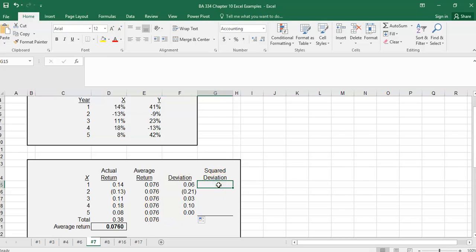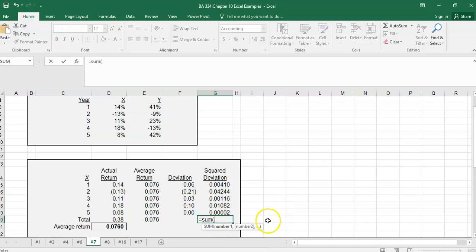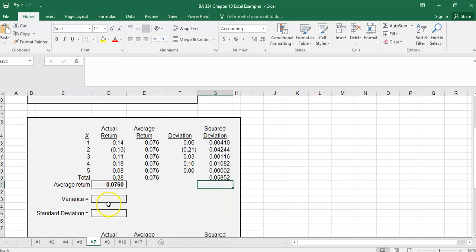We square our return, so to the power of 2. And then we add the sum of all of our squared deviations. The variance is the sum of squared deviations divided by the number of periods minus 1.